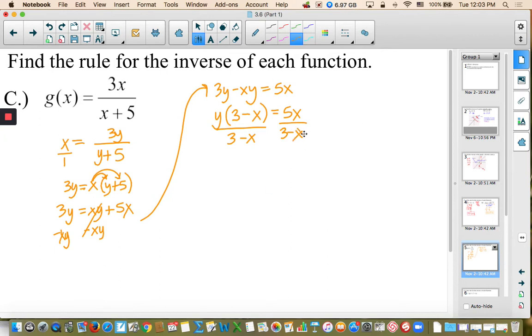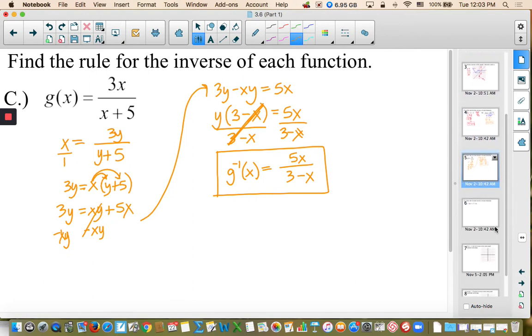Maybe I can write it. There we go. This 3 minus x crosses out here. And I get y equals, or g inverse of x equals 5x over 3 minus x. It's not going to be wrong if you write y equals, but by writing g inverse of x, I'm showing that I understand that I found the inverse.